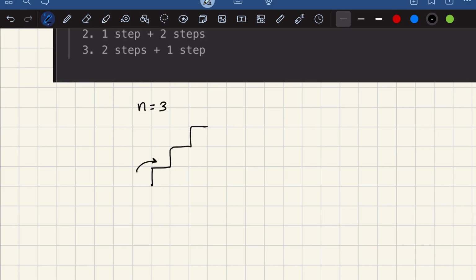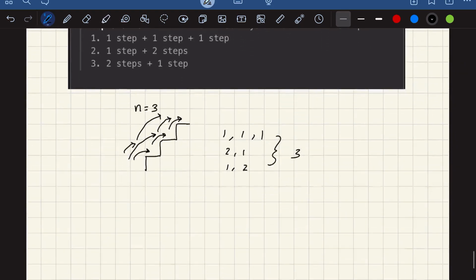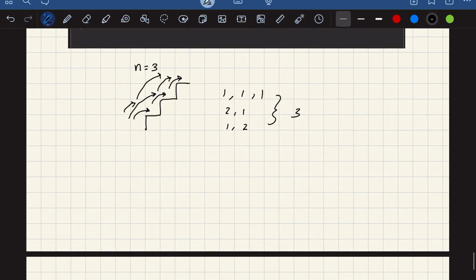So we can always take 1, 1, 1. Or we could also start off with 2, and then we have to take 1. 2 and then 1, or we could start off with 1 and then take 2, so that's 1, 2. So for n equals 3, that would be 3 distinct ways. Okay, pretty simple. But what if I gave you a longer staircase? Let's say n equals 6.